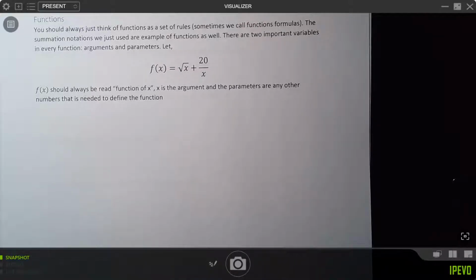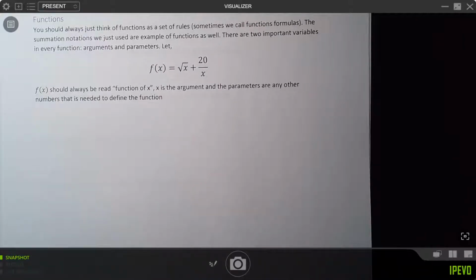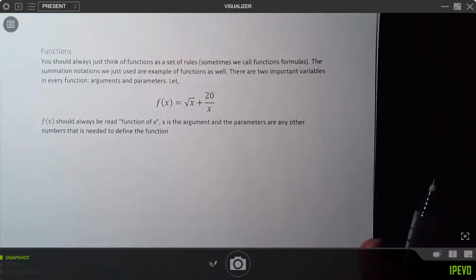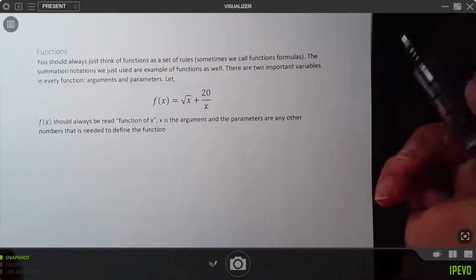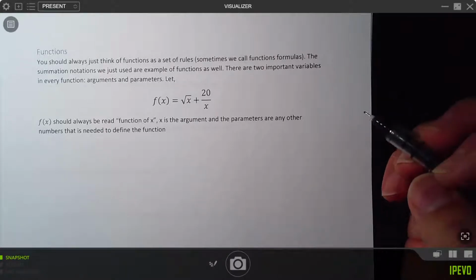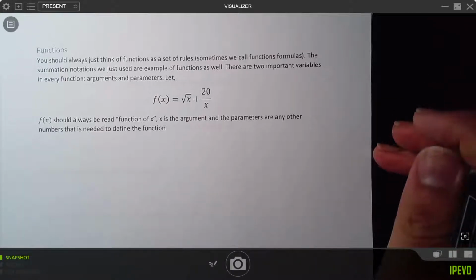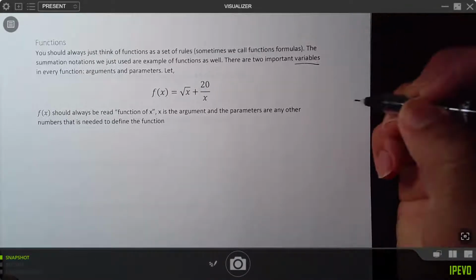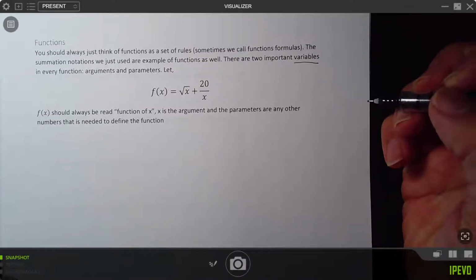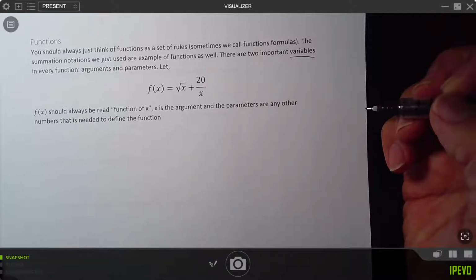All right, functions. You should always think of functions just as a set of rules, and sometimes we call functions formulas. Summation notation, which we just used, is an example of a function as well. There are two important components in every function: the argument and the parameter.